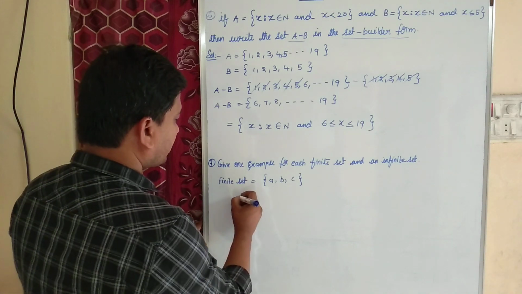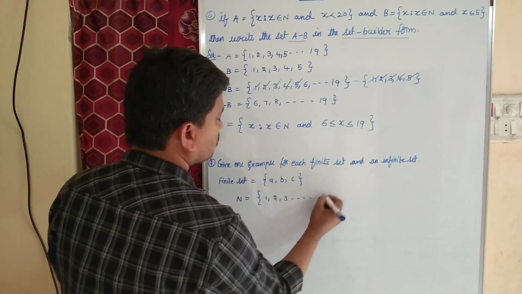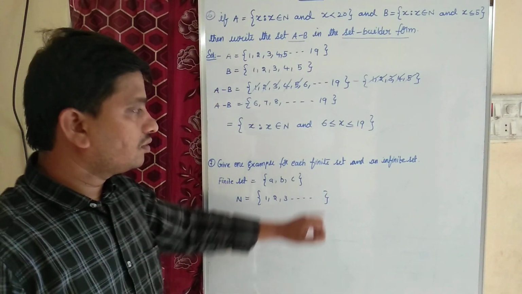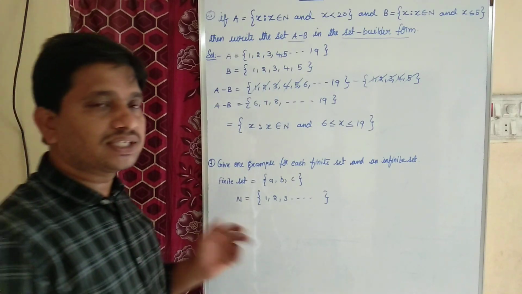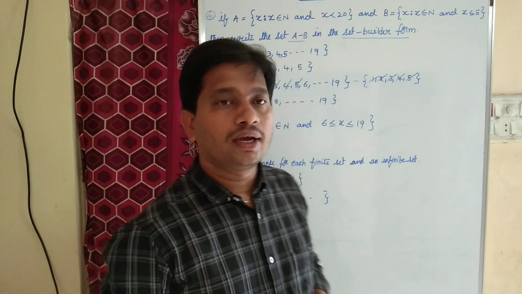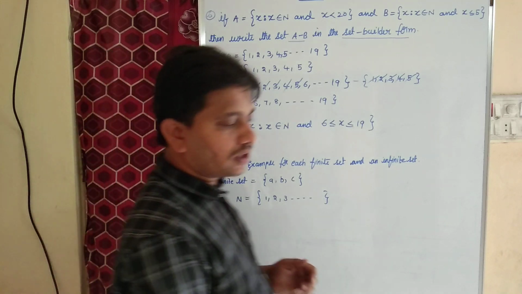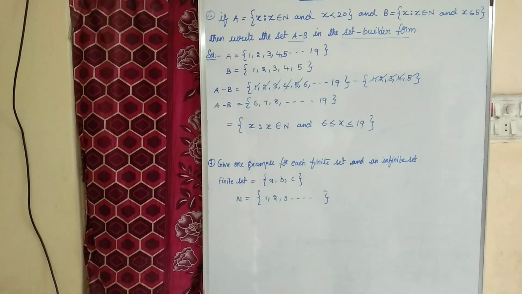What about an infinite set? For example, set N equal to {1, 2, 3 and so on}, the set of natural numbers. It starts from 1 and goes on. Natural numbers and so on. The number of elements in the set is uncountable. We cannot count. That set is said to be an infinite set. Whatever we discussed so far, these are all important topics from the chapter Sets.